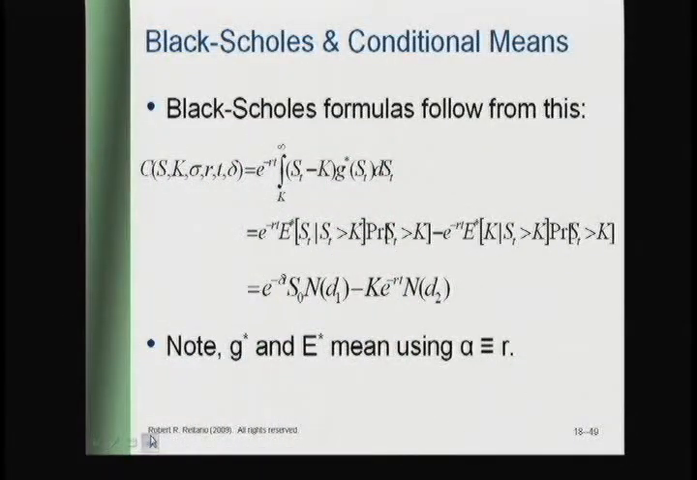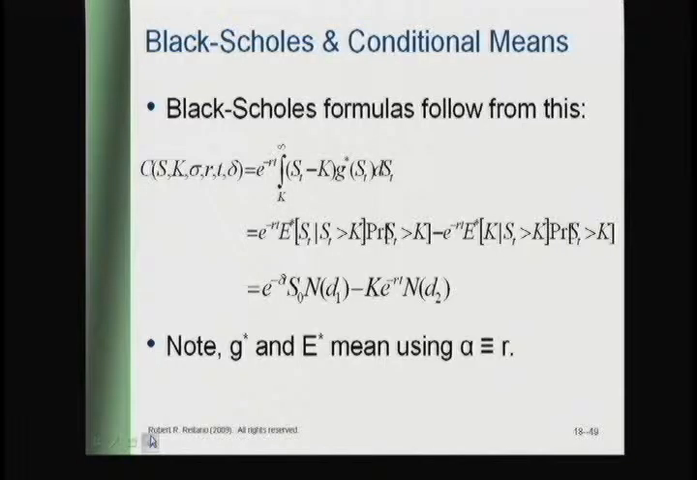So the Black-Scholes formula is what? If we look at a call formula, it's the present value of an expected payoff. Now G star is the log-normal probability density of ST, where we use r instead of alpha, right?